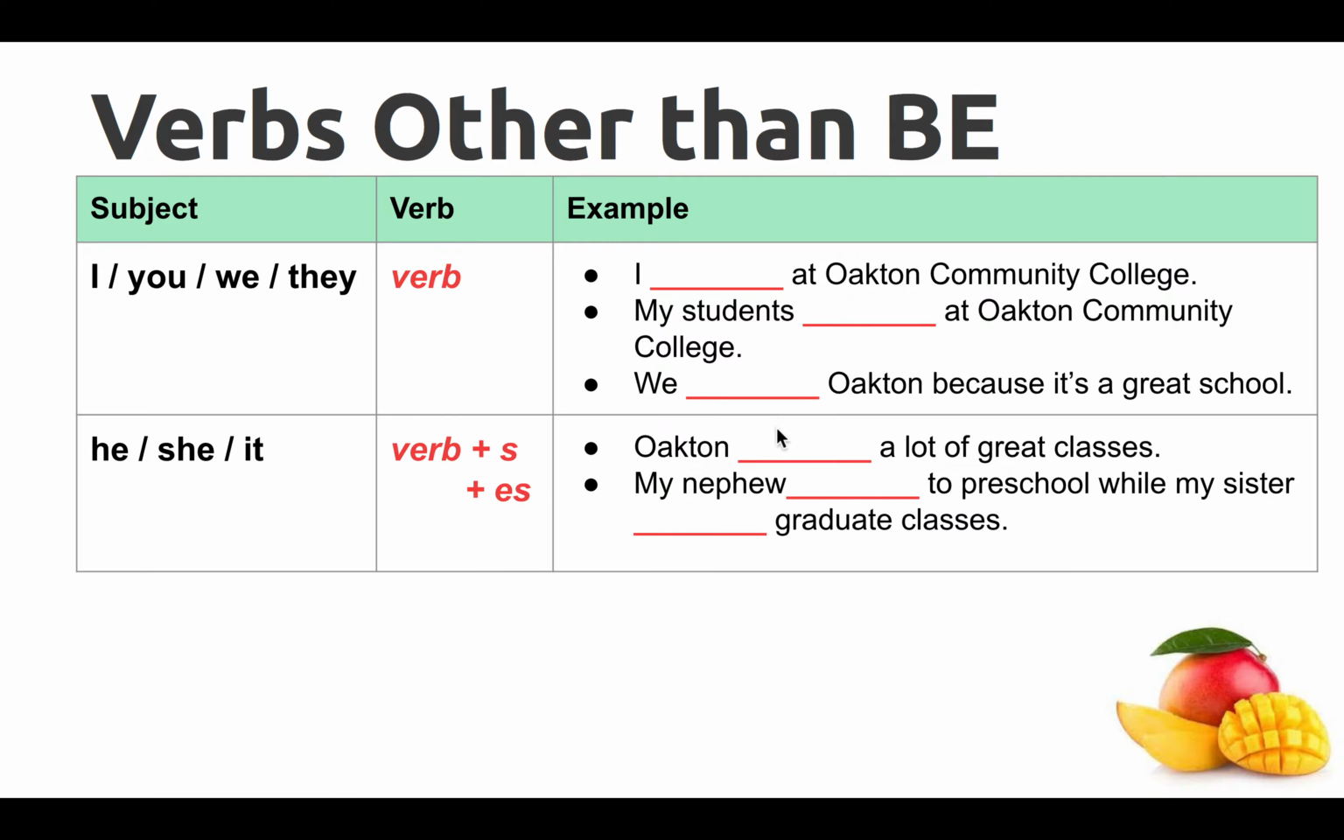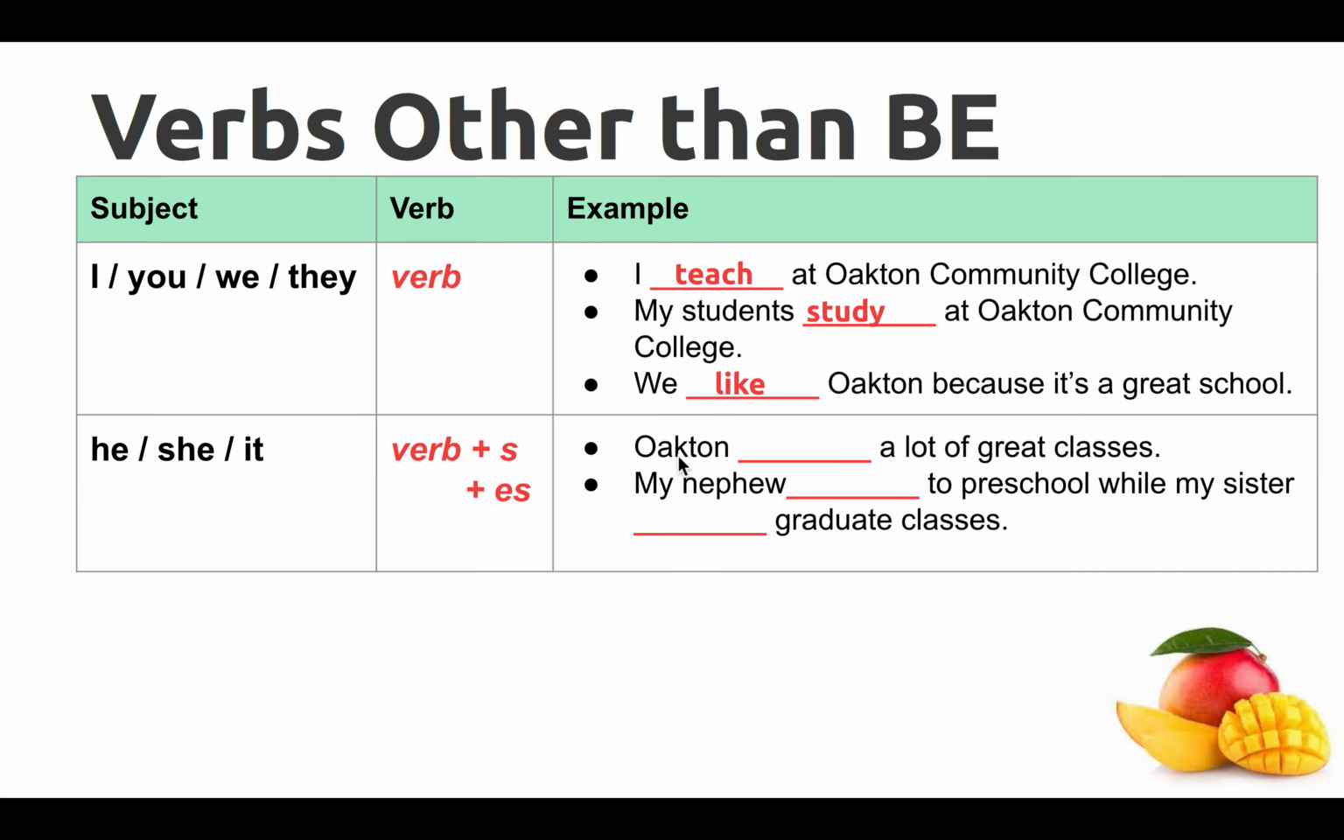Let's take a look at the blanks now. And again, you can do this along with me. This time I didn't give you the verbs, so you can just think about what verb would make sense in this sentence. Number 1, I teach at Oakton Community College. My students study at Oakton Community College. We like Oakton because it's a great school. So each of these uses the subjects here that take just the regular form of the verb.